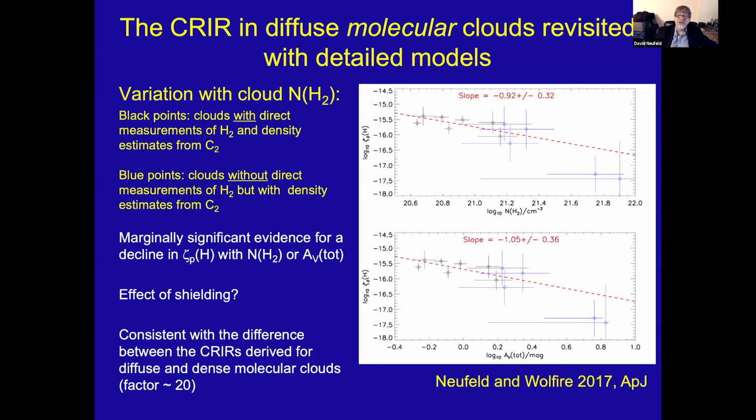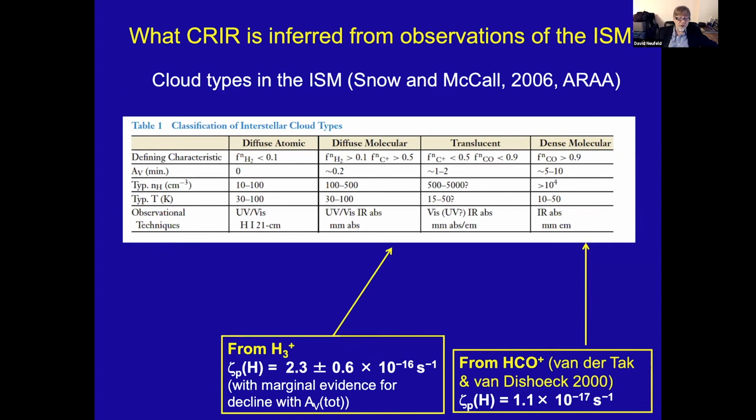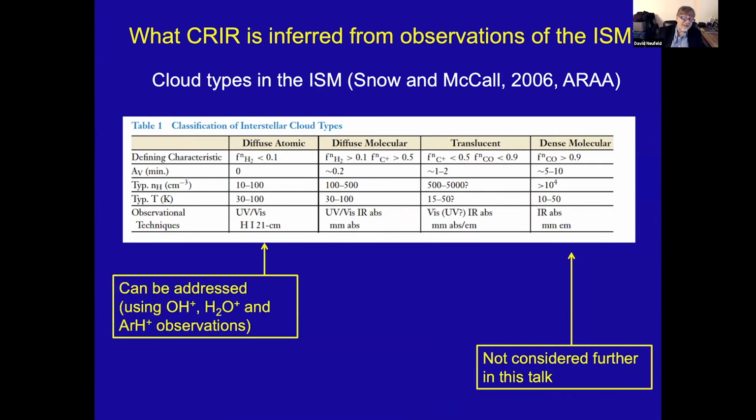So based on these slightly more detailed models, we basically got a mean value for the cosmic ray ionization rate of 2.3 × 10^-16 in diffuse molecular clouds. So these are clouds where H2 is more than 10% of the total hydrogen content, but still C+ is the main reservoir of gas phase carbon. So the question is, can one probe further to the left in this table and look at diffuse atomic clouds?